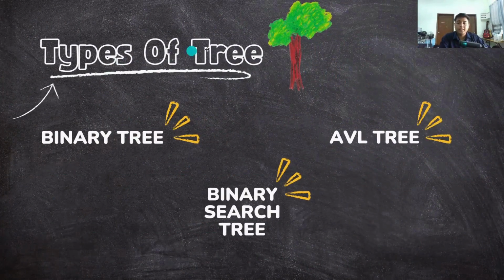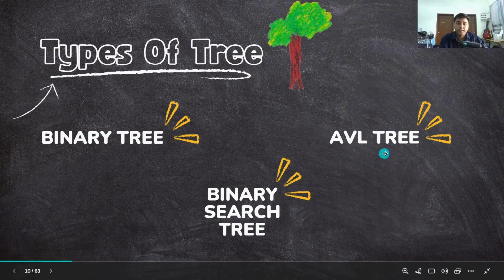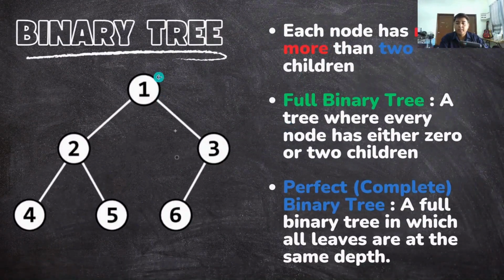Next, there are 3 types of tree here. The first is the binary tree, the second one is the binary search tree, and the last one is the AVL tree. So what is a binary tree? As shown here, each node has no more than 2 children. So the least is 1 and the maximum is 2 here.